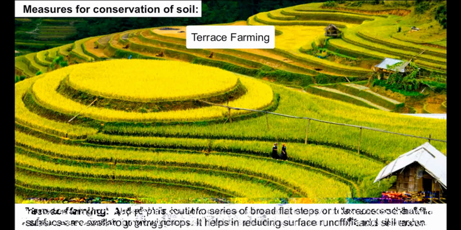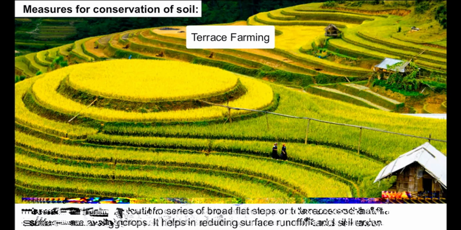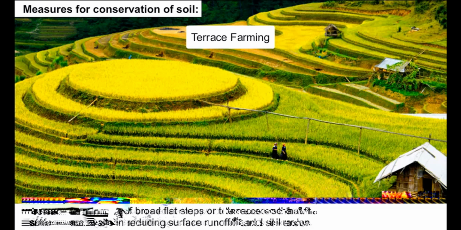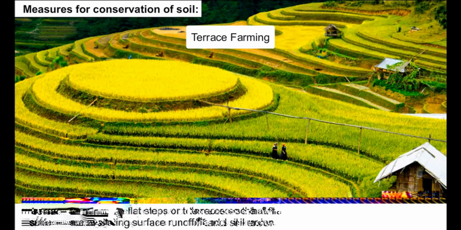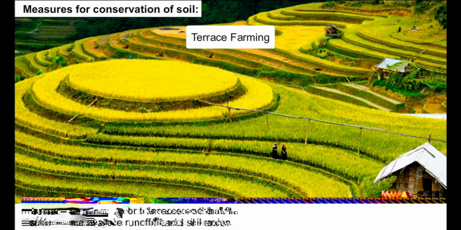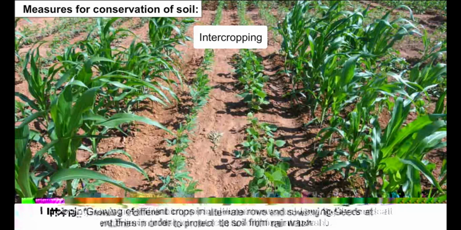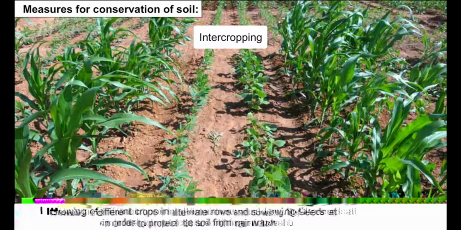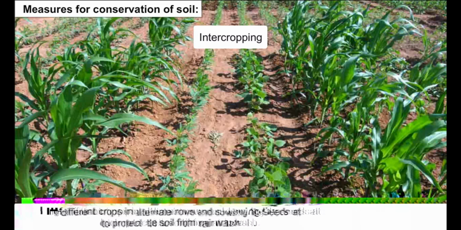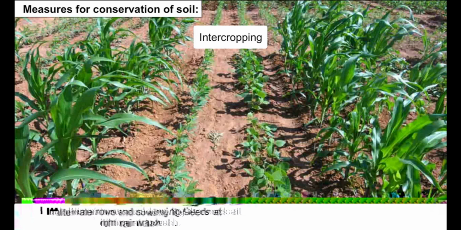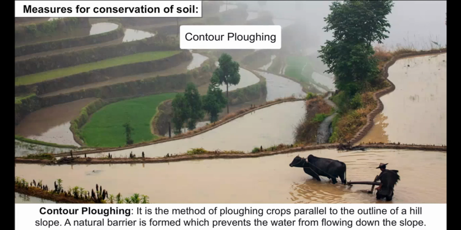Terrace farming. A sloped plain is cut into series of broad flat steps or terraces so that flat surfaces are available for growing crops. It helps in reducing surface runoff and soil erosion. Intercropping: growing of different crops in alternate rows and sowing the seeds at different times in order to protect the soil from rain wash.